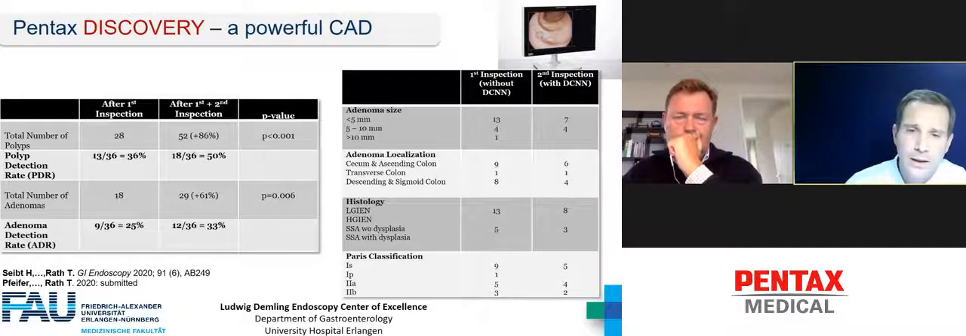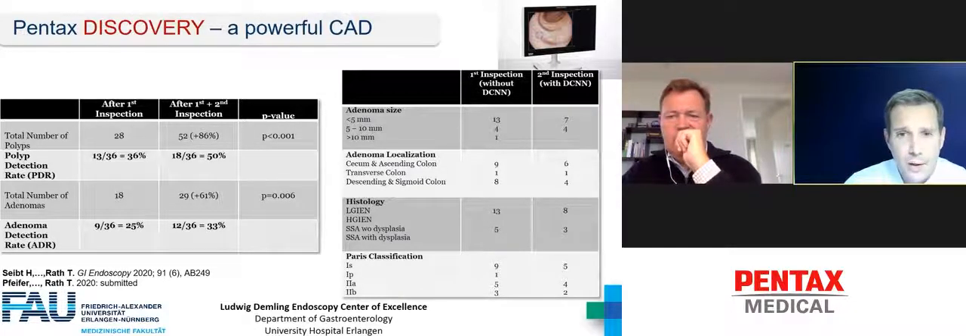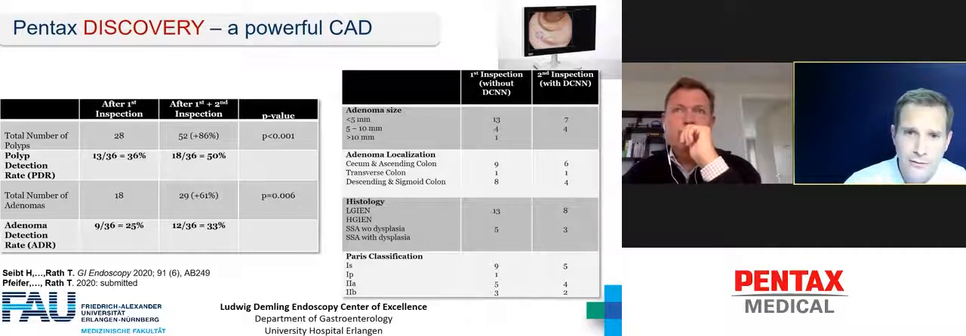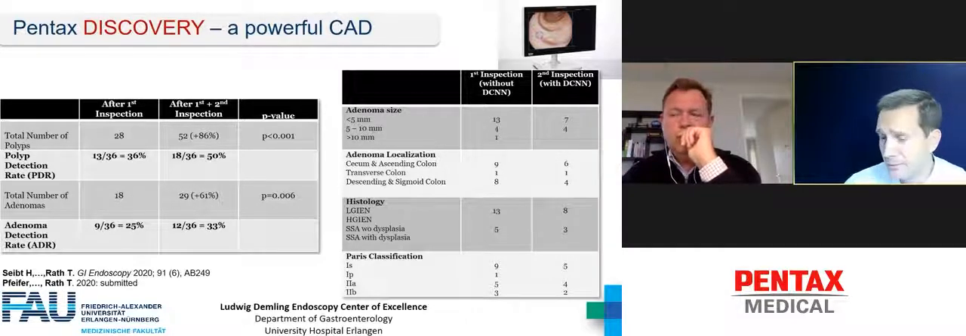Something very similar for adenomas: total number of adenomas after first inspection, HD white light only, 18, and increase after second inspection, now this time with Discovery, by 61% to a total number of adenomas found of 29. So 11 additional adenomas as an absolute number were found with Discovery. And this translates into an increase of adenoma detection rate from 25% baseline to 33%.